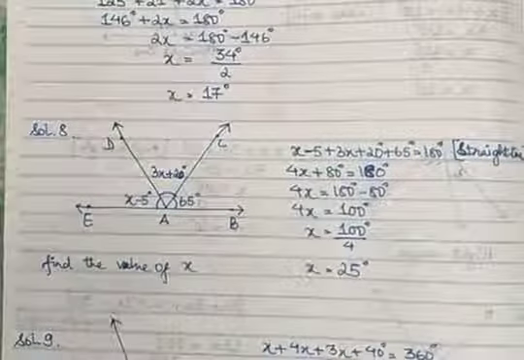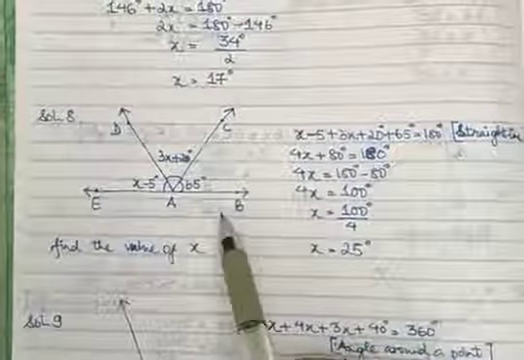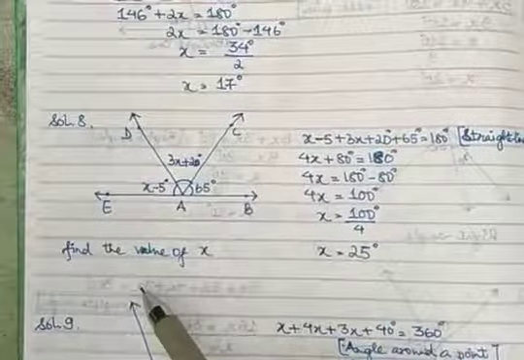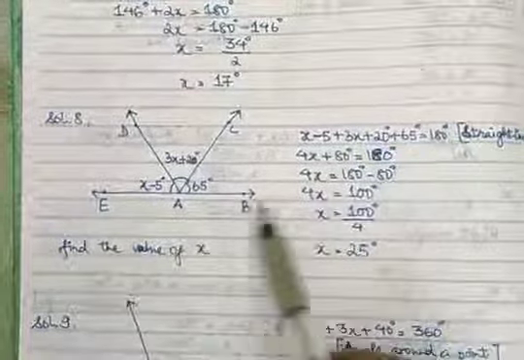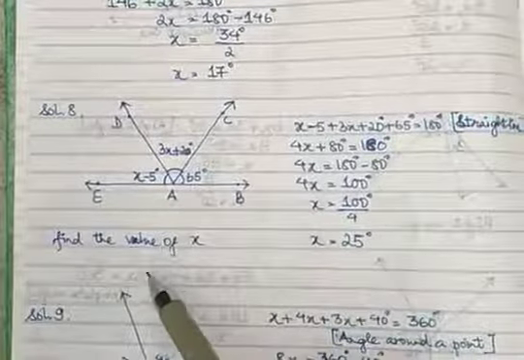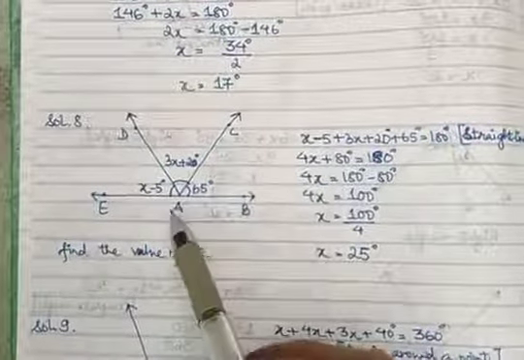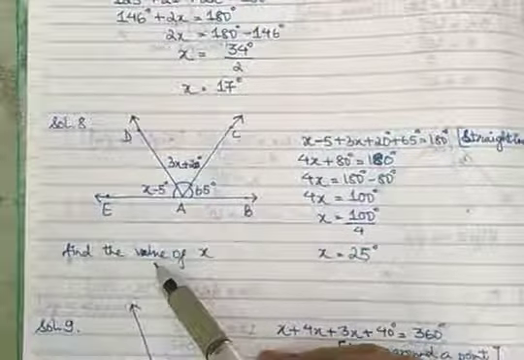So for question number 8, we have a figure, and we know that EAB is a straight line. Just look at the figure and get to know that EAB is a straight line, isn't it? Arrows on both the sides, see, points as well. Now a straight line means straight angle. Straight angle means 180 degree. That's what we know, isn't it?